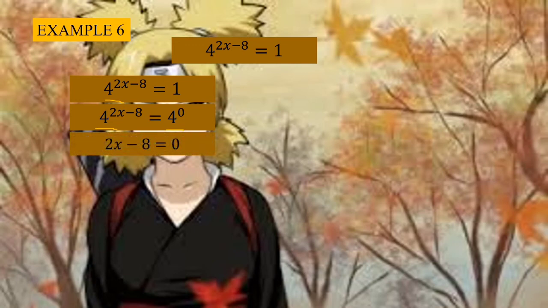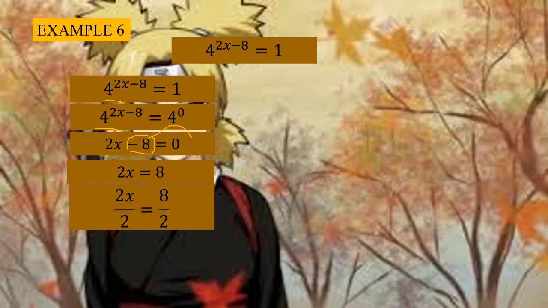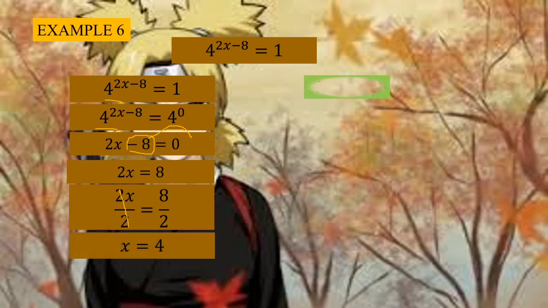Okay, so 2x minus 8 is equal to 0. So, 2x is equal to 8. Nilipat ko na, itong negative 8, ililipat ko na siya sa kabila. So, naging positive. So, divided by 2. So, cancel na yung 2 natin. So, 8 over 2, that is equal to 4. So, x is equal to 4.